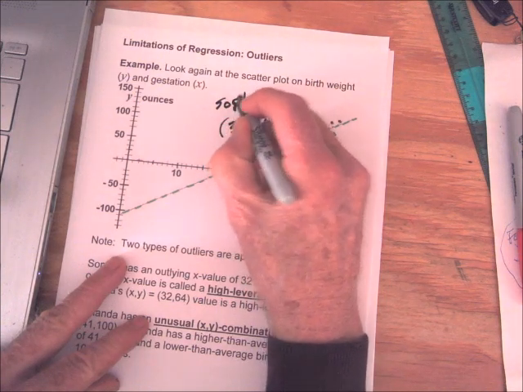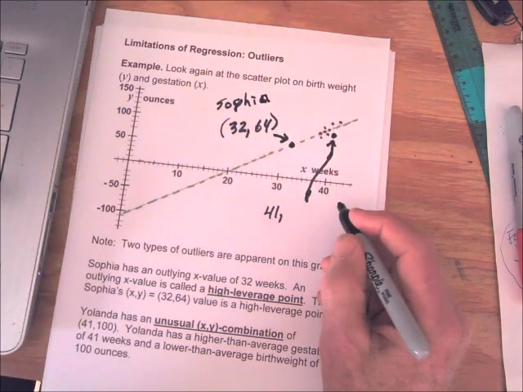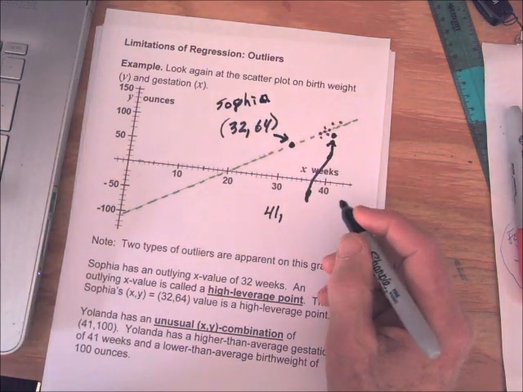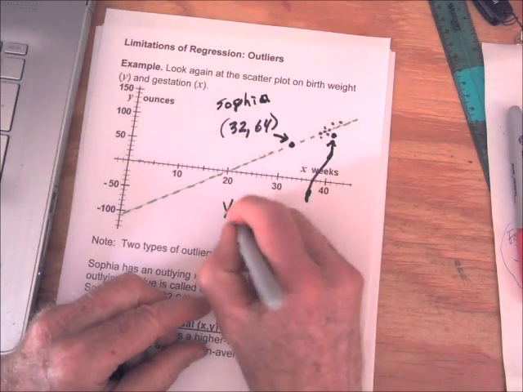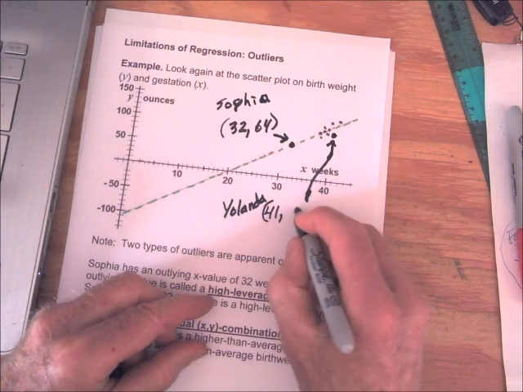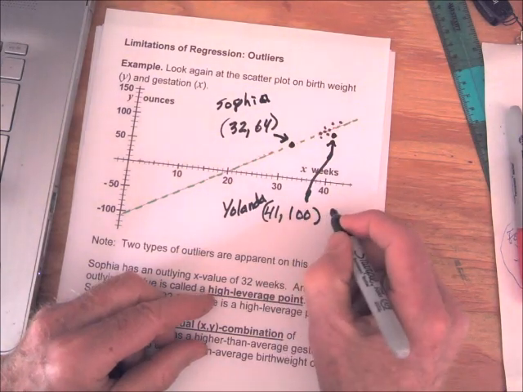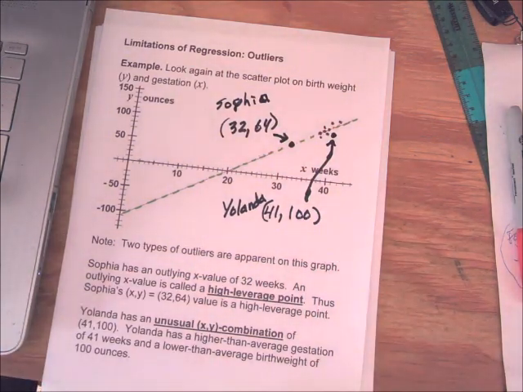Sophia, as an outlying x value, had a very short gestation, and Yolanda had an unusual xy combination: the above average gestation, but below average birth weight. So we have 2 sort of types of outliers there.